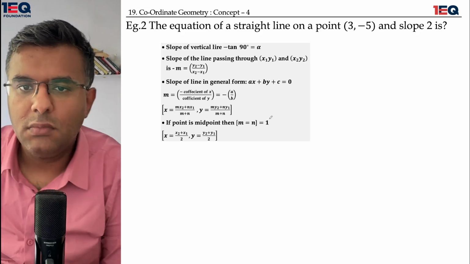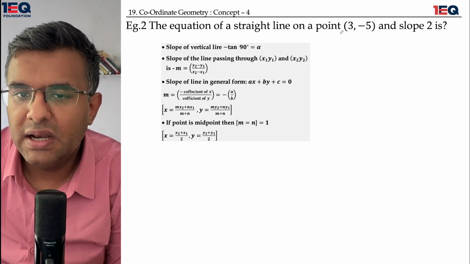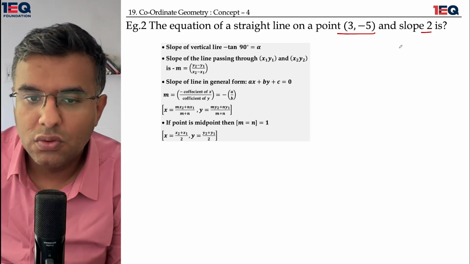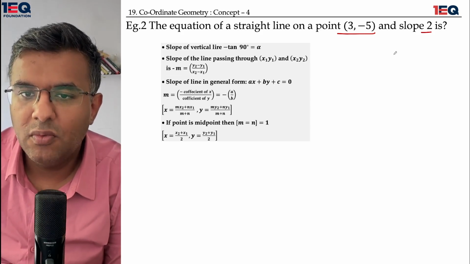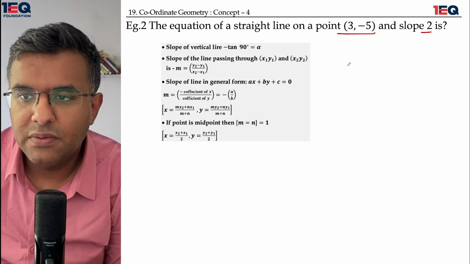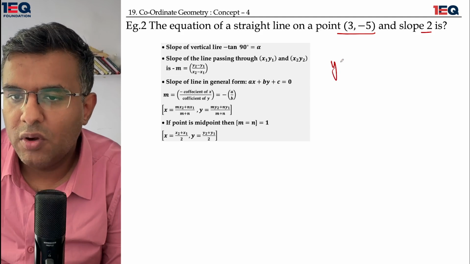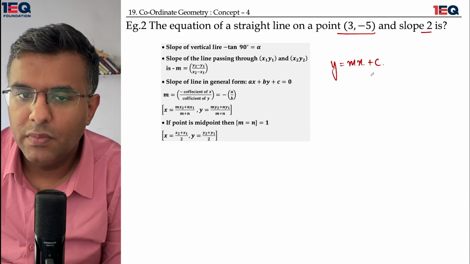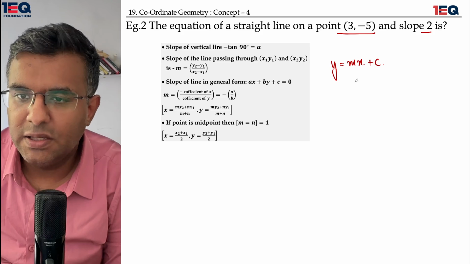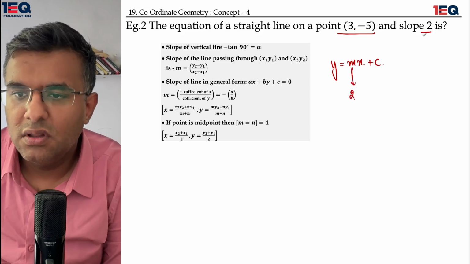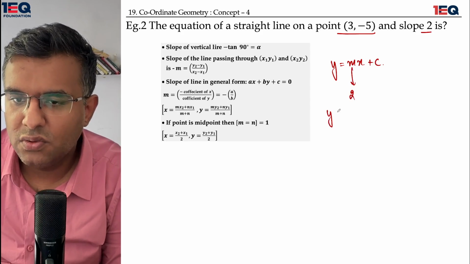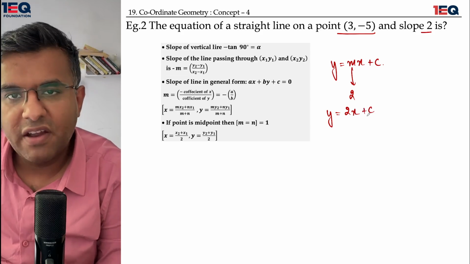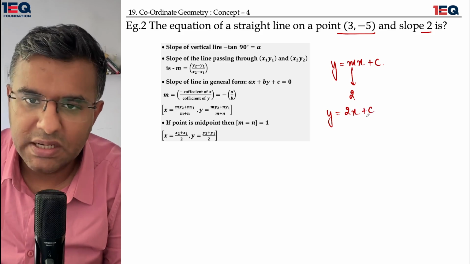Moving ahead. Now, the equation of a straight line on a point 3 comma minus 5 and slope 2 is what? So this is the slope intercept form which I was talking about. Okay, so I'm talking about y is equal to mx plus c. The value of m is given as 2. The value of c is something which we need to find out. So the intermediary form which I have with me is y is equal to 2x plus c. If I find out the value of c, that is when my equation gets completed.